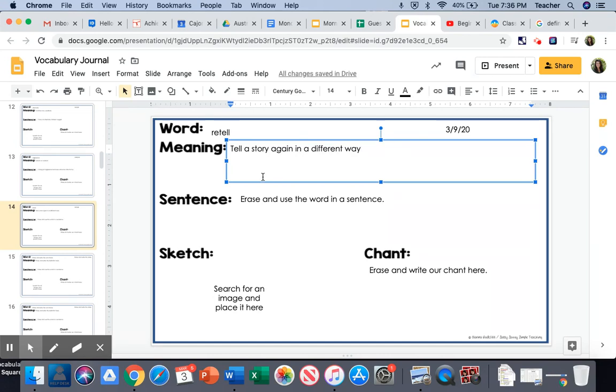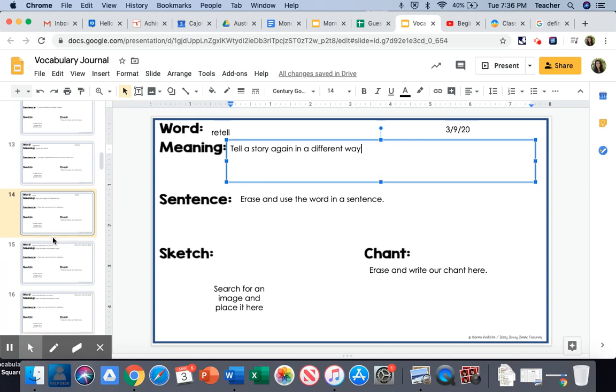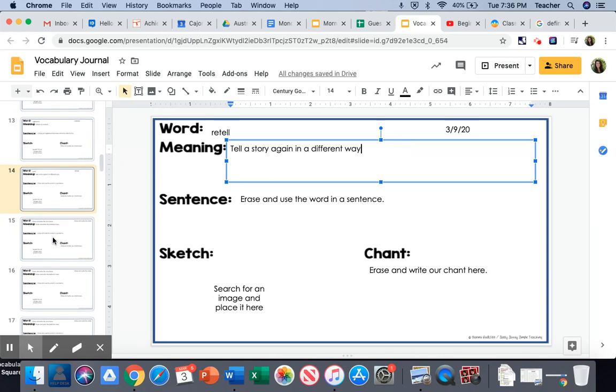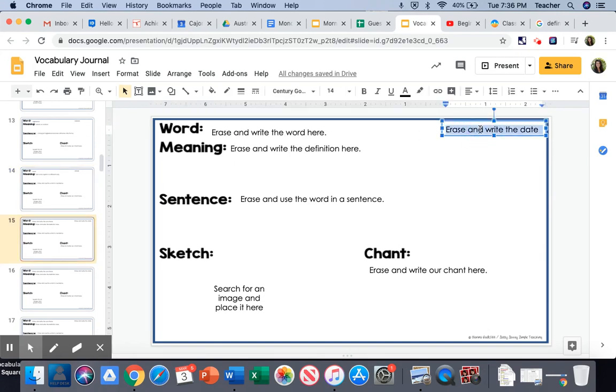Okay, we're finished with this slide. Now, make sure that you go look up a definition for retell as well. If you would like to pause, go ahead and pause and fill out your retell. Write it in the way that it makes the most sense to you. Then we'll move on to the next one. Remember, you're always going to change the date, 3/9/20. And then you're going to write the next word.